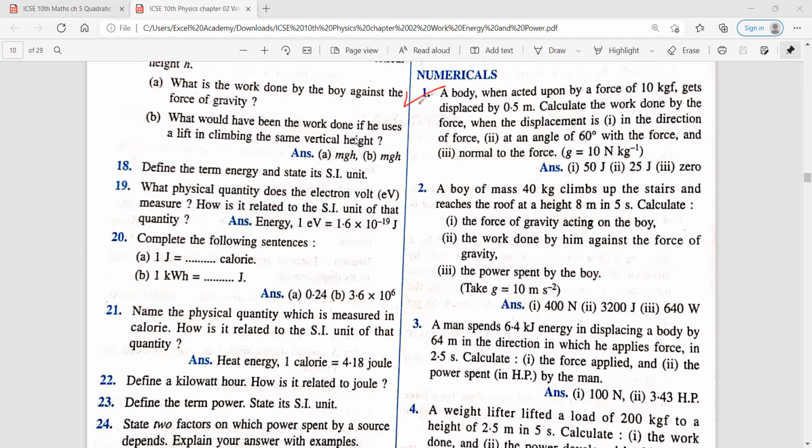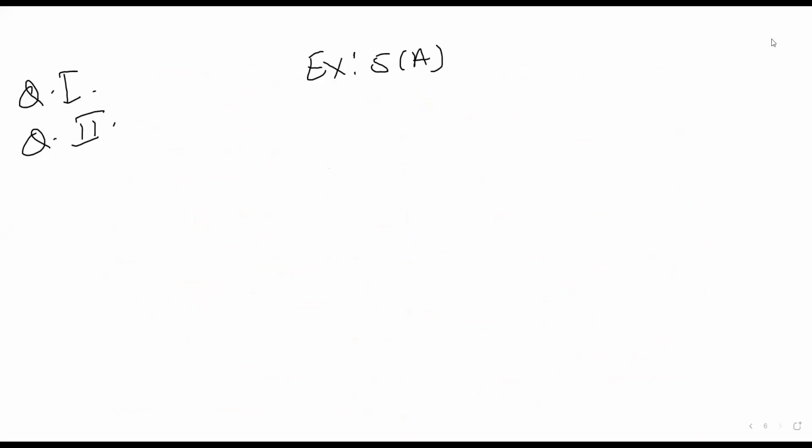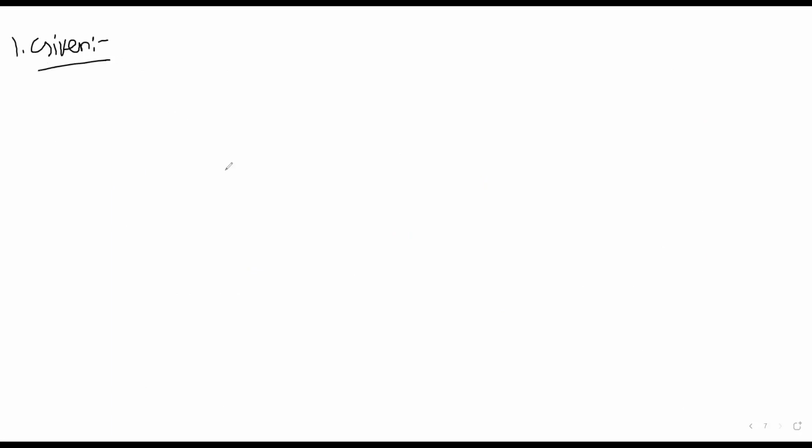Let's do it on the whiteboard. Okay, given force, so we'll write down force here. F is equal to 10 kgf. See, this is not mass, kg हे mass असतं, kgf हे force असतं. Gets displaced by 0.5 meter. S, displacement is S, not D. Displacement is always denoted by S. How much? 0.5 meter. Calculate the work done by the force.